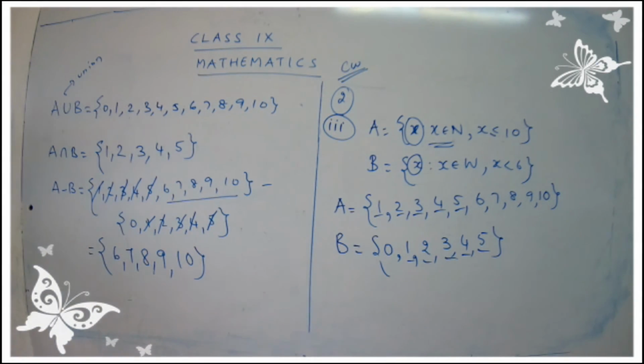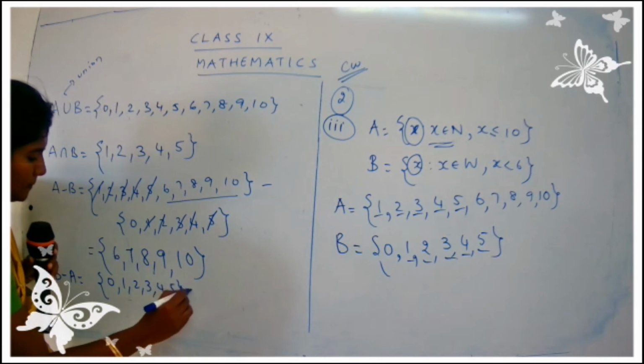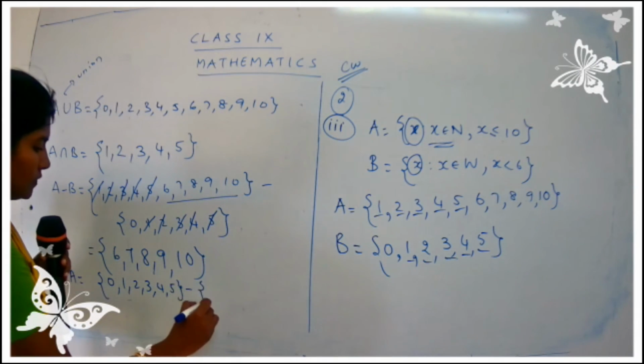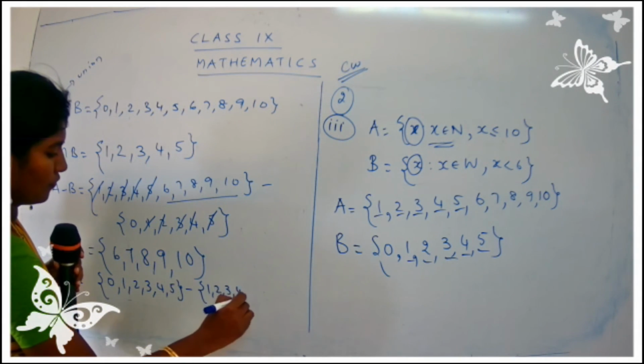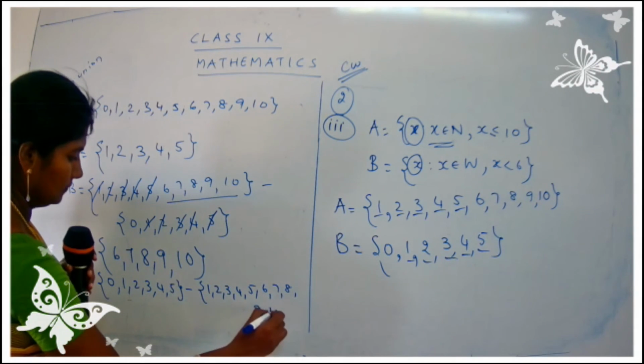Let's go for the next question. Next up, B minus A. You have to find B minus A also. So write down B set first. So 0, 1, 2, 3, 4, 5 minus A, which is 1, 2, 3, 4, 5, 6, 7, 8, 9, 10.